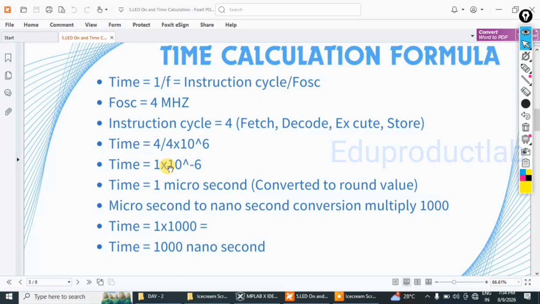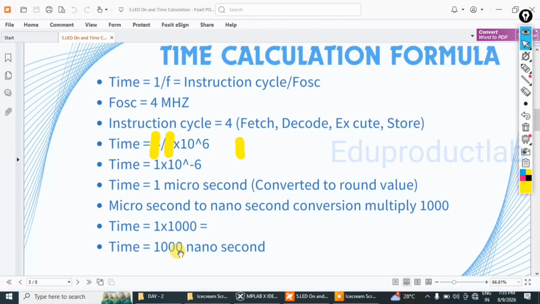So time equals 1 into 10 power minus 6, since 4 divided by 4 is 1. That is 1 microsecond. Converting to a round value, microsecond to nanosecond conversion, multiply by 1000. Time equals 1 into 1000, which is 1000 nanoseconds. So compared with a 20 MHz crystal, the controller is slower because each instruction takes longer to execute.